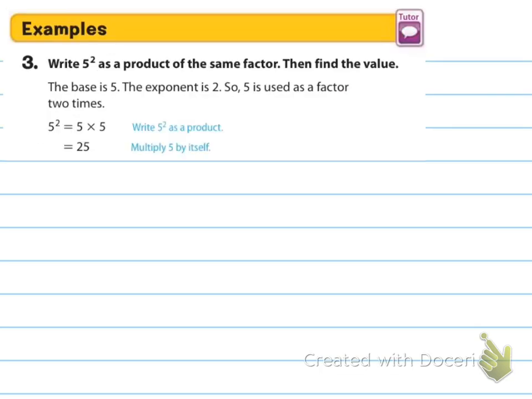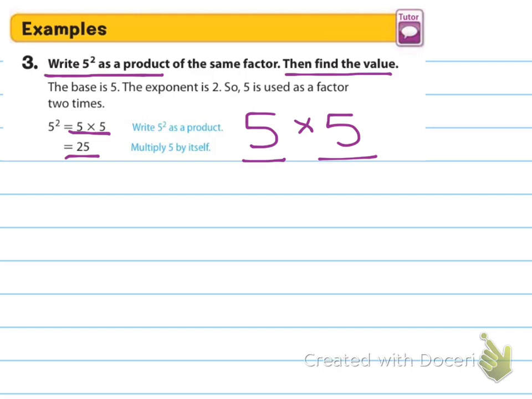All right, so for example number 3, it says 5 squared, or 5 to the second power, as a product of the same factor, and then find the value. It's really important that you understand that there's actually 2 answers here. One answer is writing it as a product of the same factor, and then the second answer is then finding the value. So our first part here when we're doing 5 squared is recognizing that the base is 5 and that the exponent is 2, so the base, the 5, is going to happen 2 times. So we've got 5 here, we multiply those together. And hopefully you know that 5 times 5 is 25.